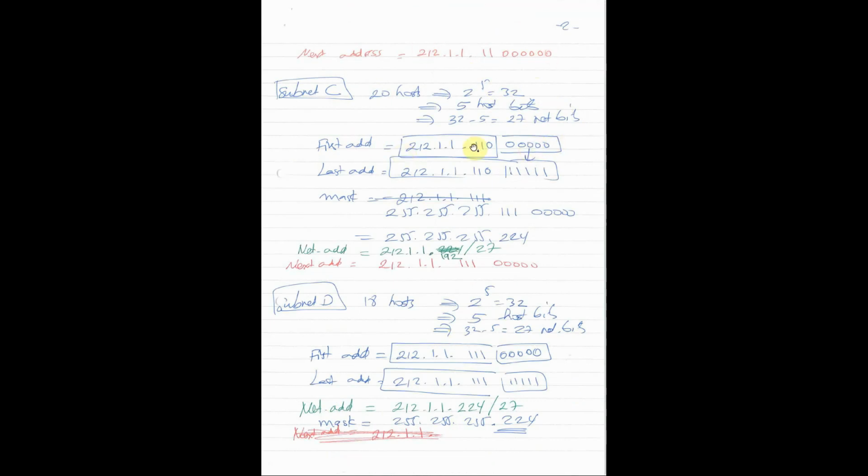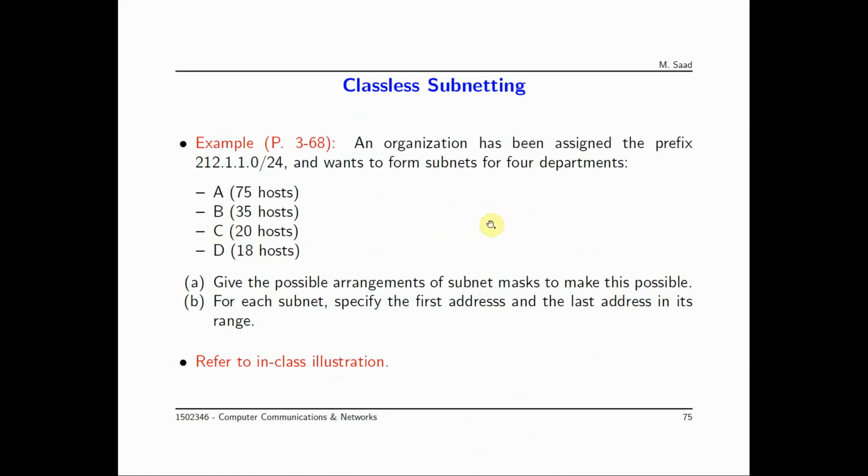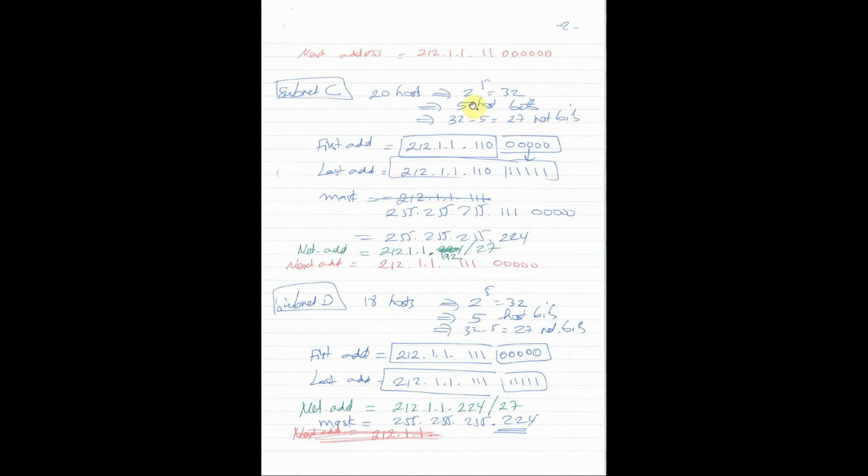This is what you see here, 212.1.1.11, 6 zeros. However, we just need to work out how many host bits and how many network bits we need for Subnet C, which comes from the number of hosts that we require. 20 hosts is what we require. So what is the closest power of 2 which covers 20? 2 to the power 5 is 32, but 2 to the power 4 is 16, which is not enough. So we have to use 5 host bits, which implies 32 minus 5 is 27 network bits, and that's for Subnet C.